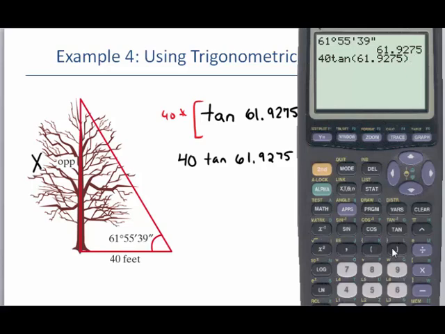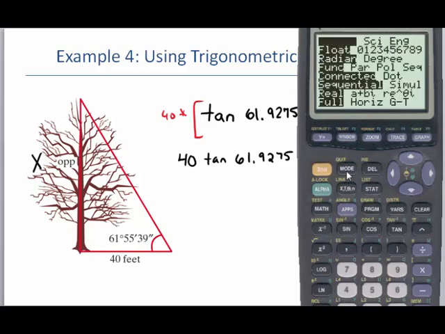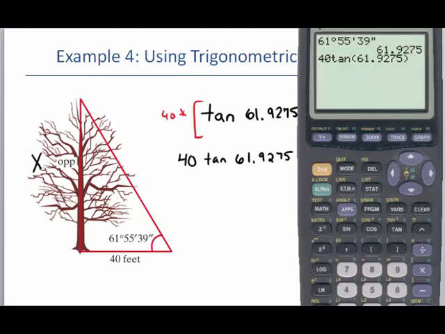Now before I press enter, remember that we need to check our mode to be sure that we are in degrees, because that 61.9275 is a degree measurement. So I'm going to press my mode key. I note that I am not in degrees, so I'm going to make that change. And then I'll press the clear key to go back and then press enter. And so we can see that rounding, it's going to round to 75. And so the tree is approximately 75 feet tall.